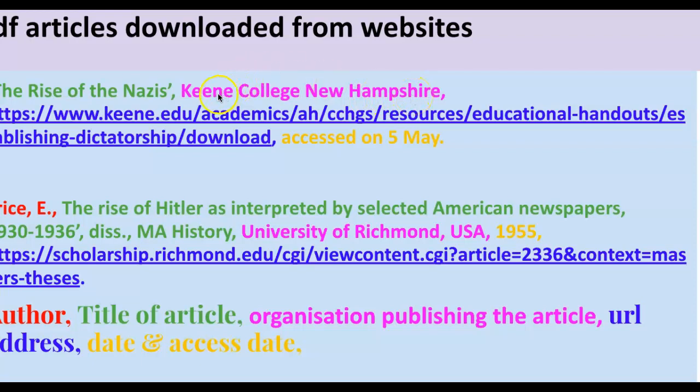So, on one level, Kean College, New Hampshire is taking the place of the publisher. So that's been coded in pink. It's the organisation publishing the article. We did have an option. We could have put Kean College, New Hampshire in the place of the author.